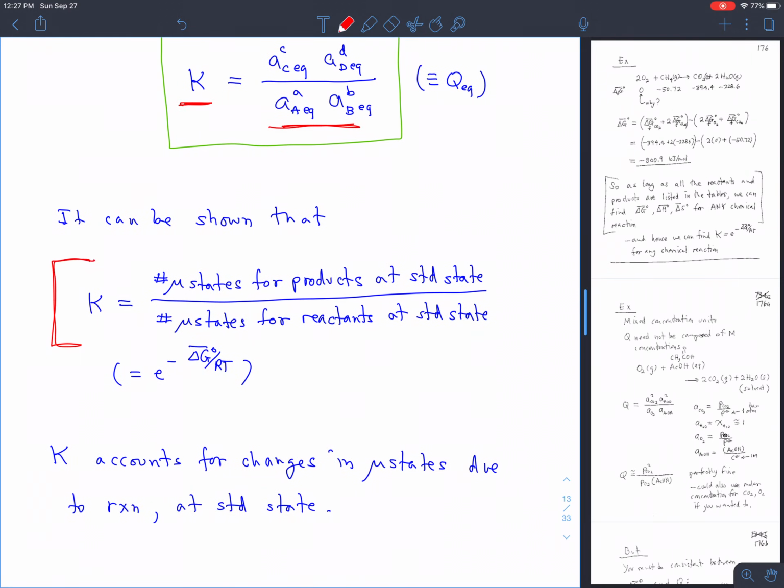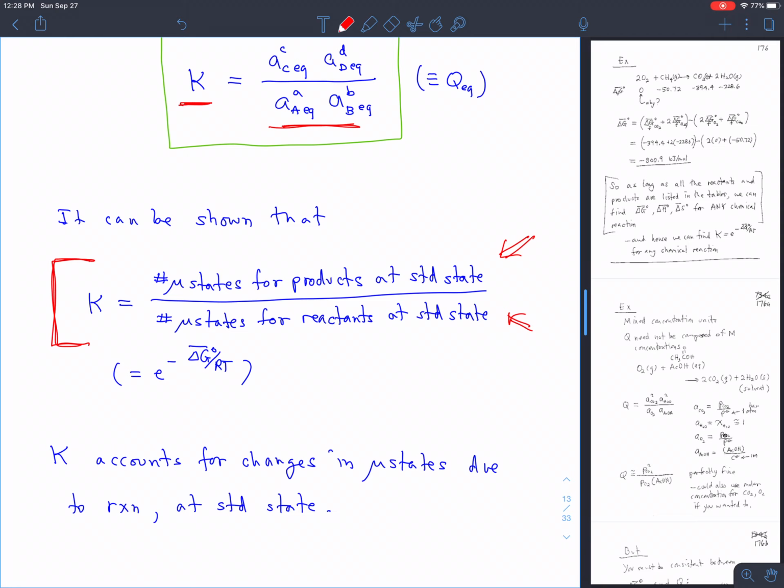I emphasized at the time, and I'll re-emphasize now, that the equilibrium constant can be interpreted as the number of microstates available to the universe when the products are at their standard state, divided by the number of microstates that are available when the reactants are at their standard state. In other words, the equilibrium constant is a measure of the change in the number of microstates available to the universe when the reaction takes place.